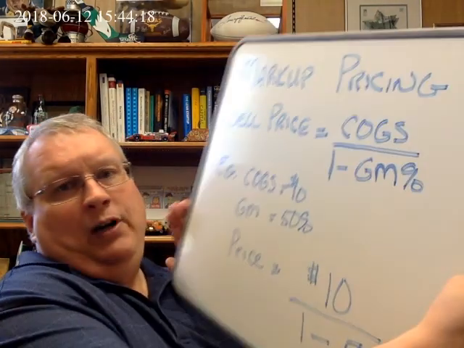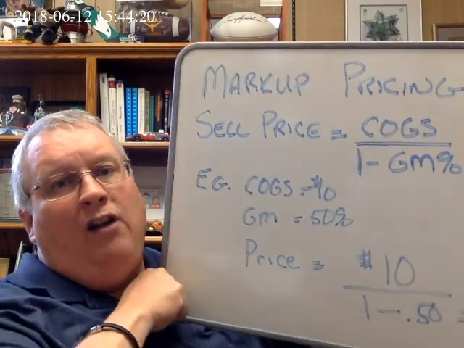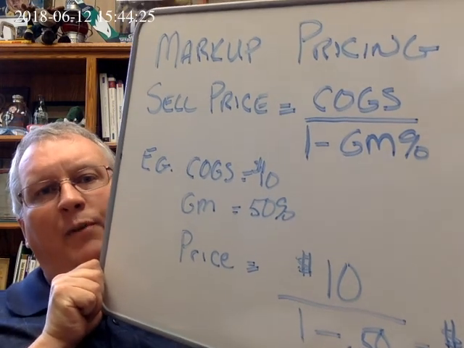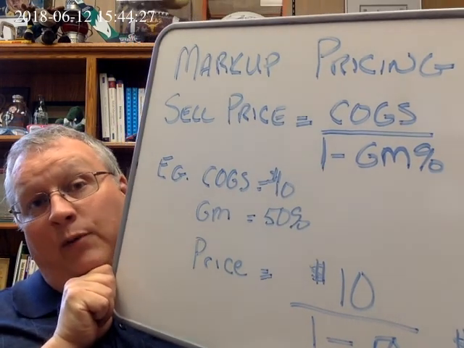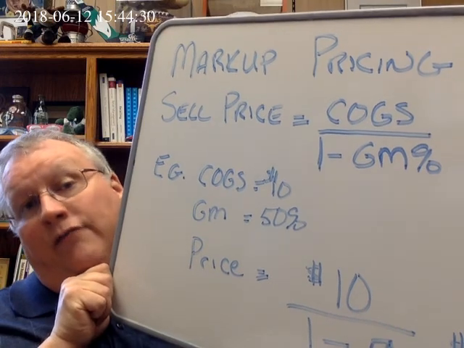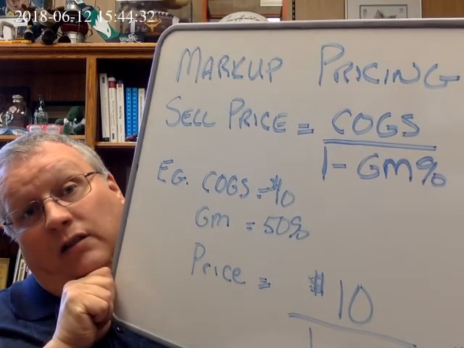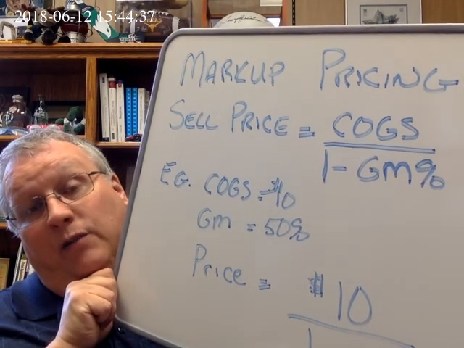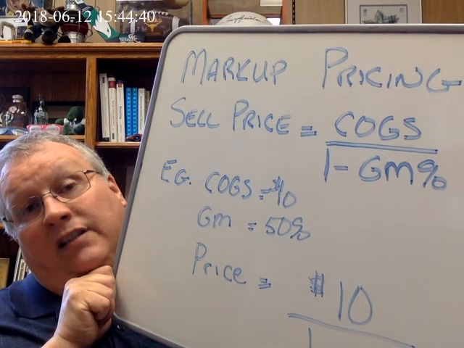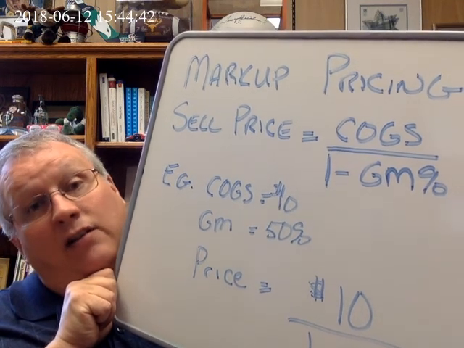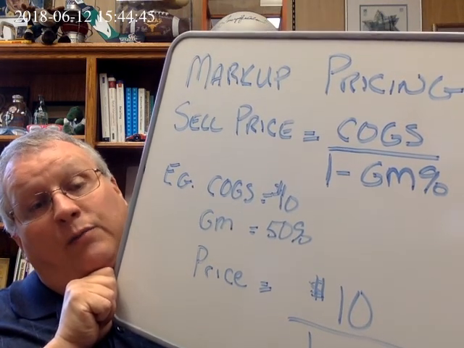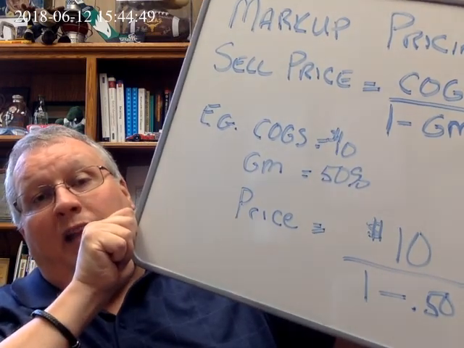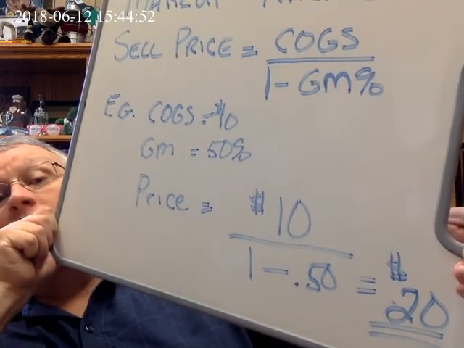If we take a look at markup pricing, which works on this methodology, markup pricing says you set your sell price equal to your variable cost, which in our case is cost of goods sold, divided by 1 minus the gross margin percentage, which is how much you want to make on the gross margin. If I give you an example, the cost of goods sold is $10, and our gross margin is 50%, what's our price? Well, it's 10 divided by 1 minus 0.5, or $20.